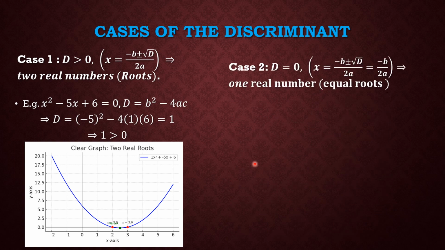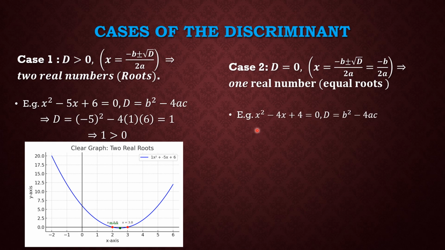Now let's move to case 2, where the discriminant is equal to 0. When that happens, the expression under the root sign will be 0 and we will have only one answer, which is minus b over 2a. This implies that if the discriminant is equal to 0, we are going to have only one real number, that is, equal roots, as our answer.